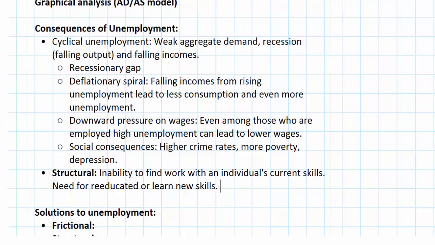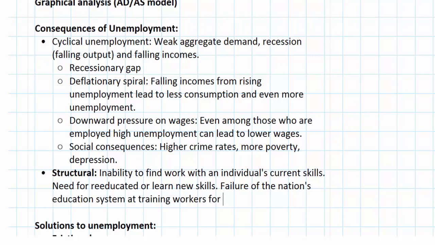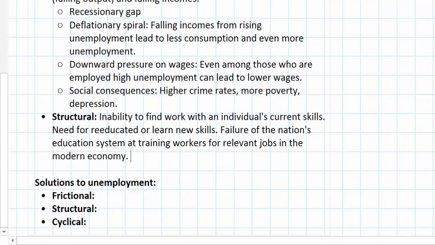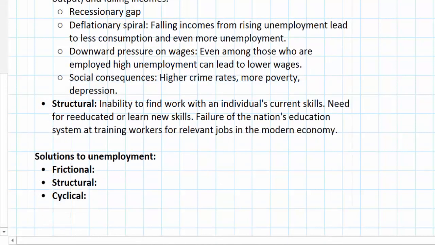However, the existence of structural unemployment, I should say high levels of structural unemployment, might be evidence of a failure of the nation's education system at training workers for relevant jobs in the modern economy. Cyclical and structural unemployment, both difficult for those who are experiencing it. One is particularly bad for the economy as a whole, but both have consequences on the individual, economic, and social level. So what are some ways that a government or policymakers can try to reduce the different types of unemployment in the economy? Let's start with frictional, actually.